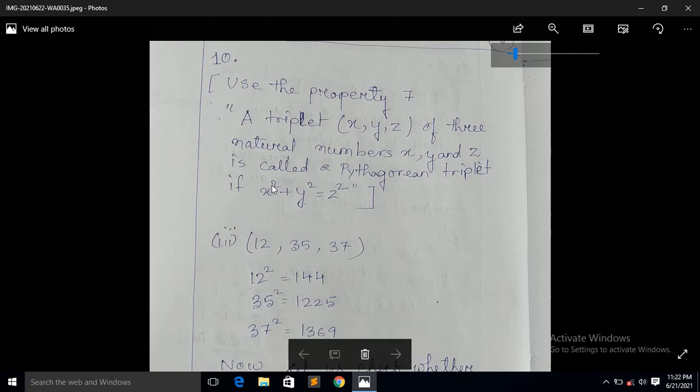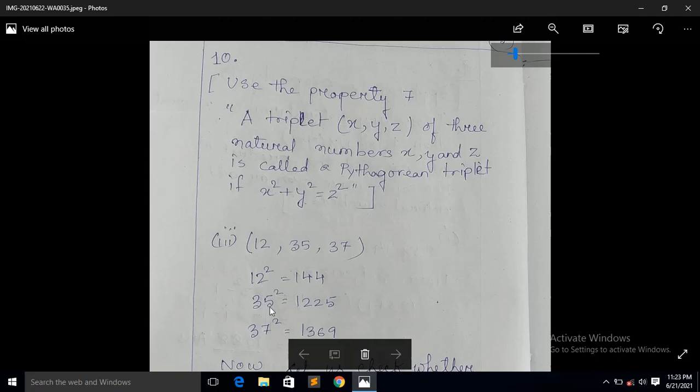By applying this formula: if the three numbers are x, y, z, then x square plus y square is equal to z square. Remember, z will be the biggest number. So for 12, 35 and 37, the biggest number is 37, so 37 will act as z.